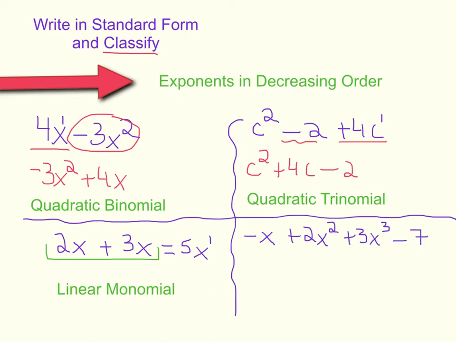So here is the last example: negative x plus 2x squared plus 3x to the third minus 7. I want you to try this on your own, so pause the video and write it in standard form and then classify it. So you should have gotten 3x to the third plus 2x squared minus x minus 7. And that is a cubic polynomial.